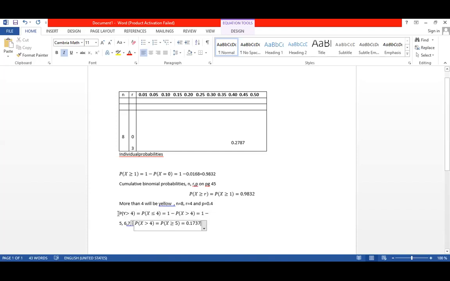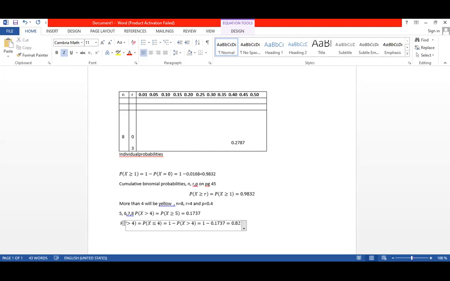This is what we want. So at the moment it looks long, but when you master the steps, you do it in the shortest way possible. What answer do you get? 1 minus 0.1737. What do you get? 0.8263.